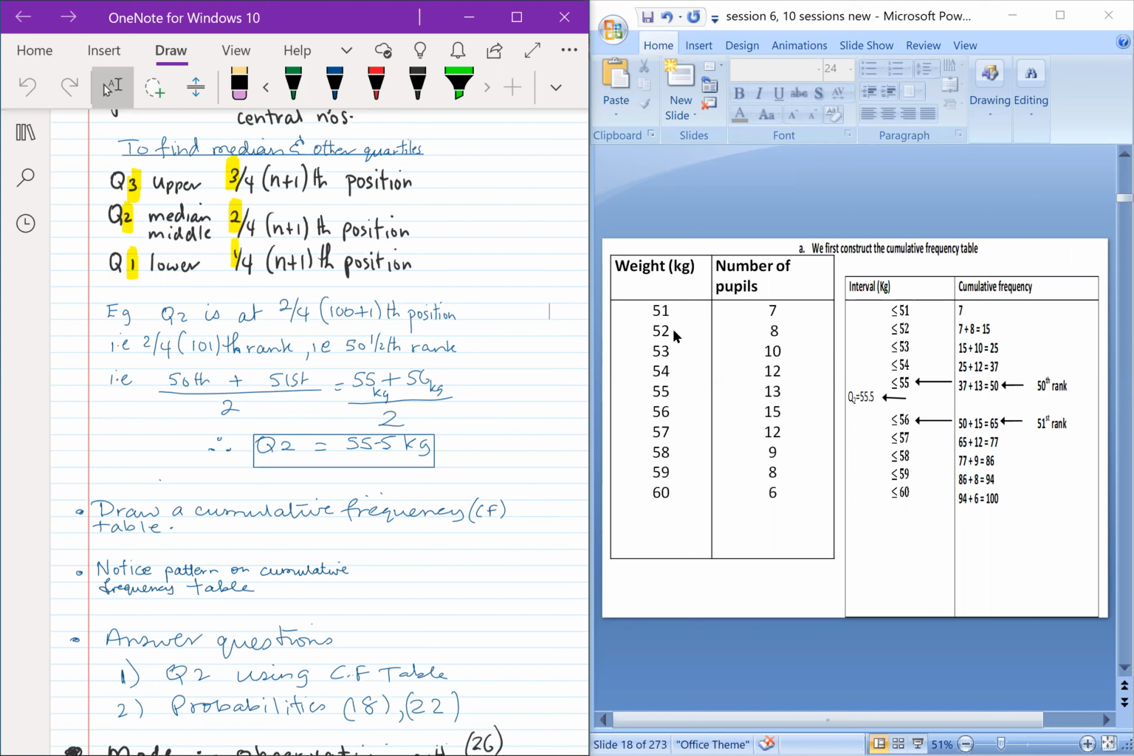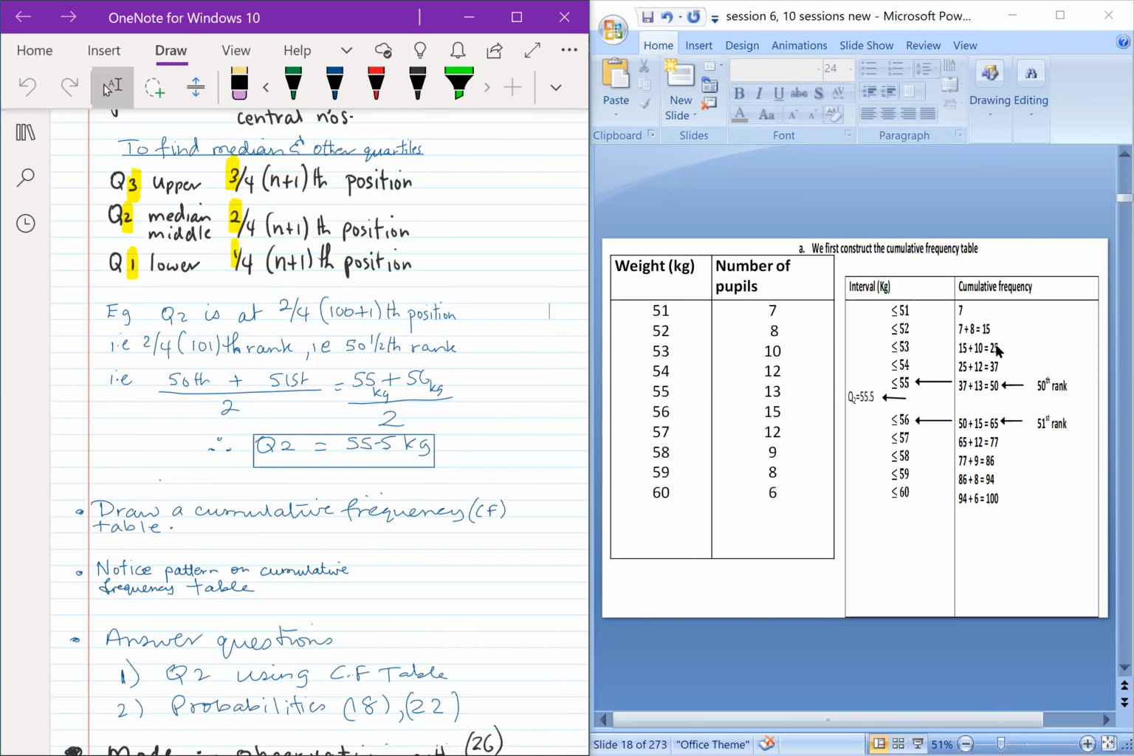How many pupils weighed 52? 8. So if we ask ourselves how many pupils weighed 52 kilograms or less, it would mean we'd have to add up this 8 and this 7, and we would get 15 pupils weighing 52 kilograms or less. And we could continue doing that. How many pupils weighed 53 kilograms or less, which is less than or equal to 53 kilograms? Hence this symbol, less than or equal to 53 kilograms. You'd have to add the 8 and the 7 and the 10. But remember, we had 8 and 7 already, which is this 15 here. So all you have to do is add 15 and 10, and that would give us the figure required here.